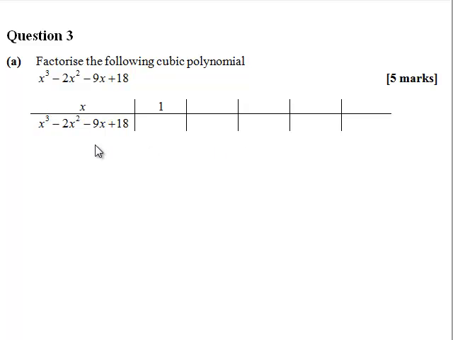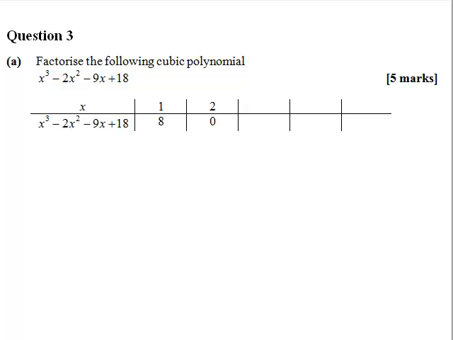If x equals 1, we get 1, minus 2, minus 9, so that's minus 10, plus 18, so we get 8. So x equals 1 is not a root. If x equals 2, we get 8, minus 8, minus 18, plus 18, which equals 0. So x equals 2 is a root, and x minus 2 is a factor.